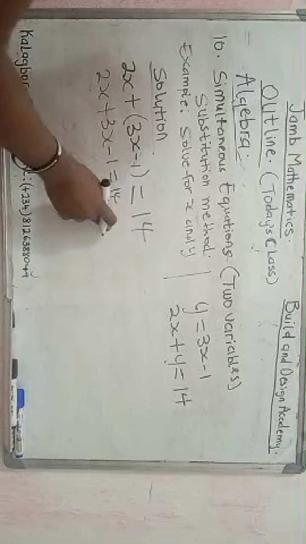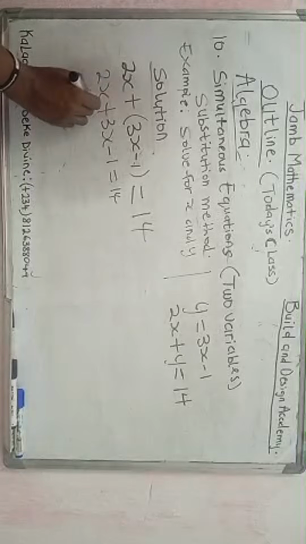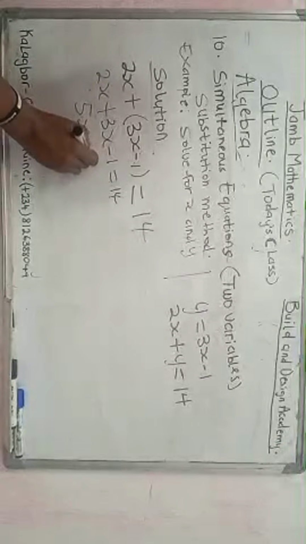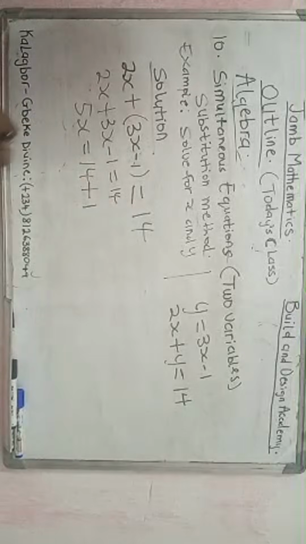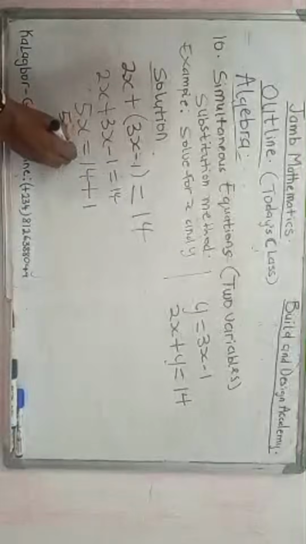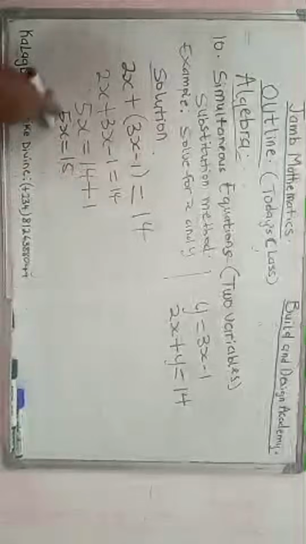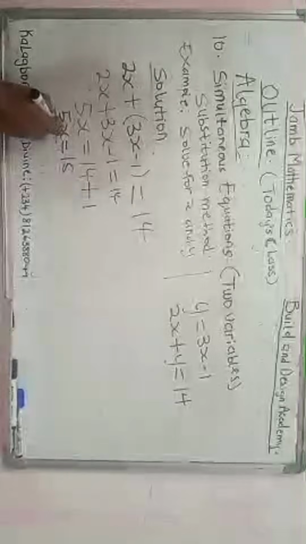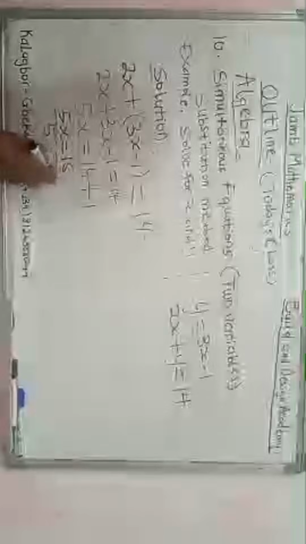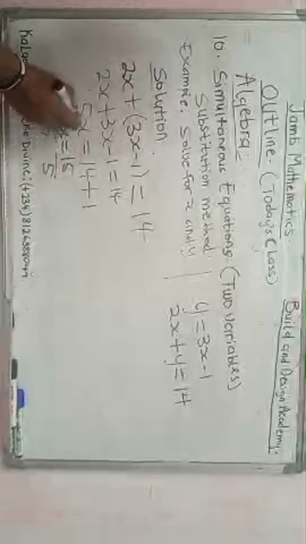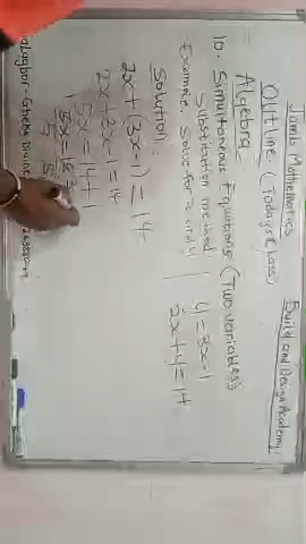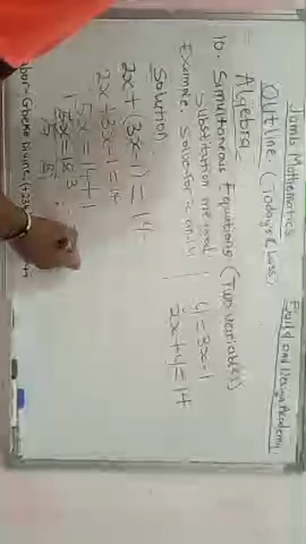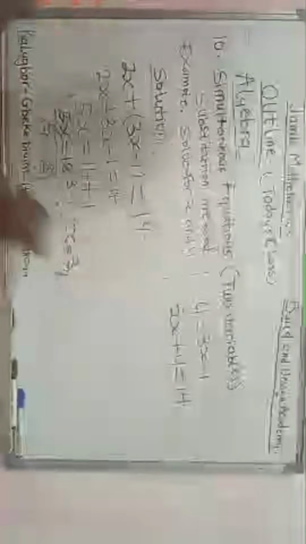Now we'll take 1 to the other side. We'll be left with 2x plus 3x giving us 5x equals 14, plus 1. So we'll now have 5x is equal to 15. To get x, we'll divide both sides by 5. 5 into 5 gives us 1, 5 into 15 gives us 3. So we'll be left with x equals 3. So we have gotten our value for x.